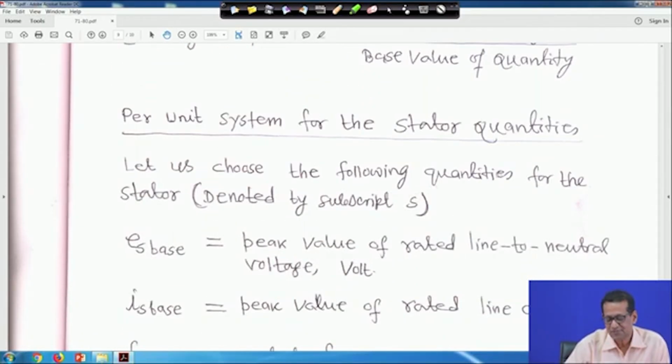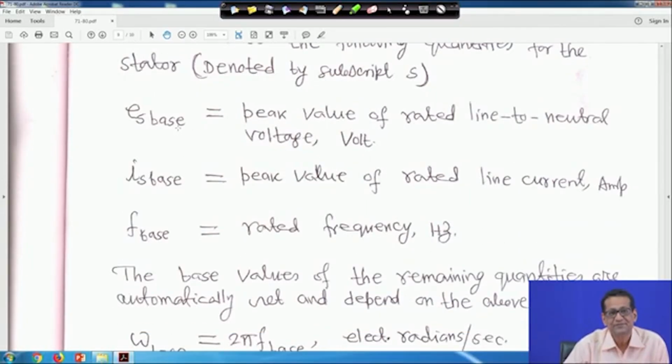Now, let us choose the following quantities for the stator, denoted by subscript S. We have to choose some base quantities. For example, Es base is the peak value of rated line-to-neutral voltage in volts. Then Is base is the peak value of rated line current in amperes, and F base is the rated frequency in hertz. So these are the base values.